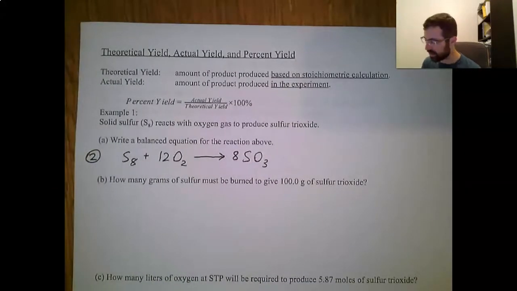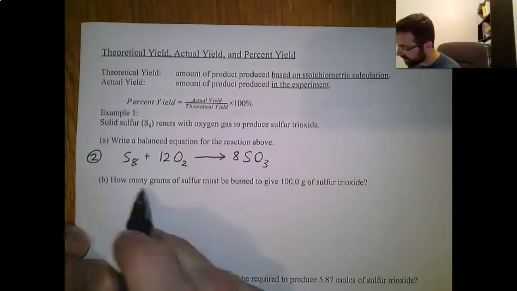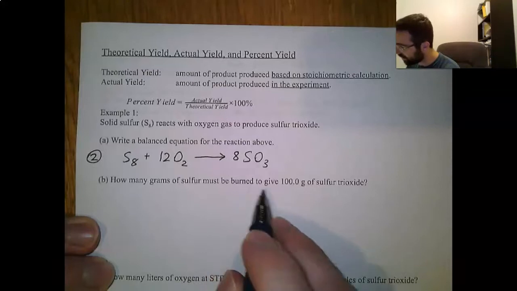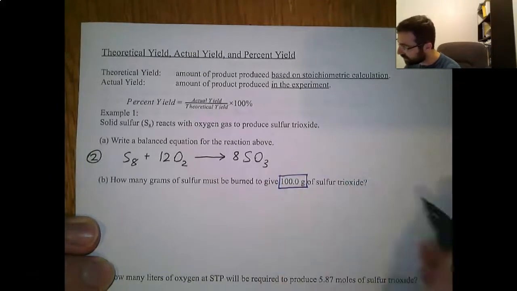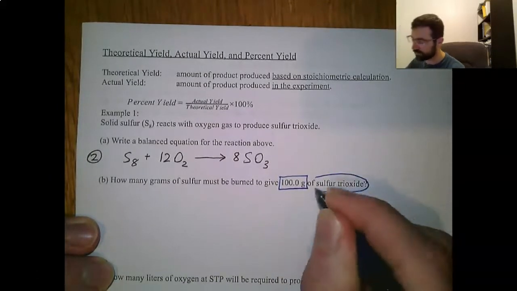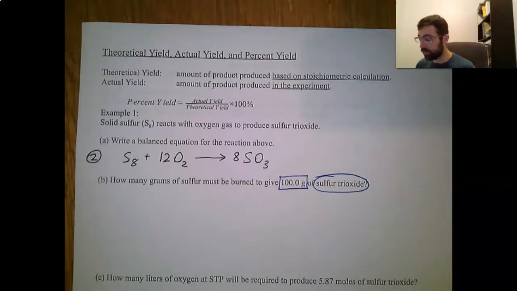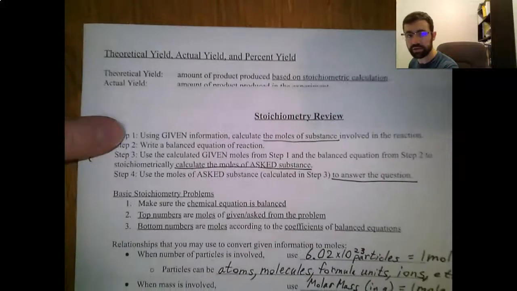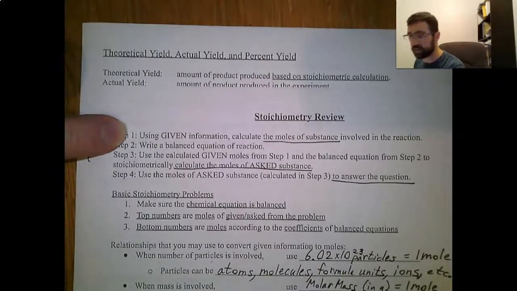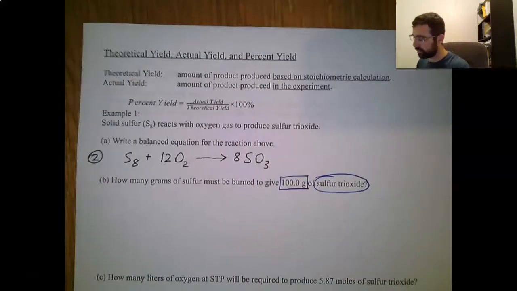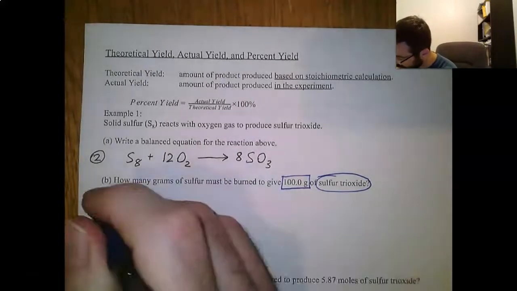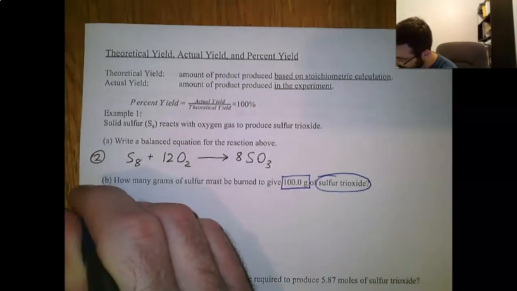Move on to the question. What does it ask us to do? How many grams of sulfur must be burned to give 100 grams, okay, this is my given, 100 grams of sulfur trioxide? All right, so step 1 is always to turn what's given into moles. So once we find out what our given is, we can dive right into step 1. We want to convert it to moles. Right now, I have grams. So how do I convert to moles? This is step 1.